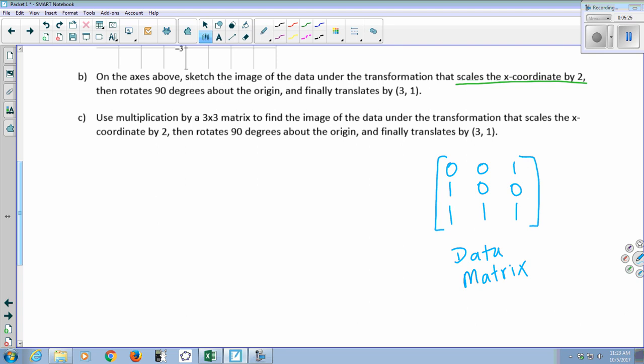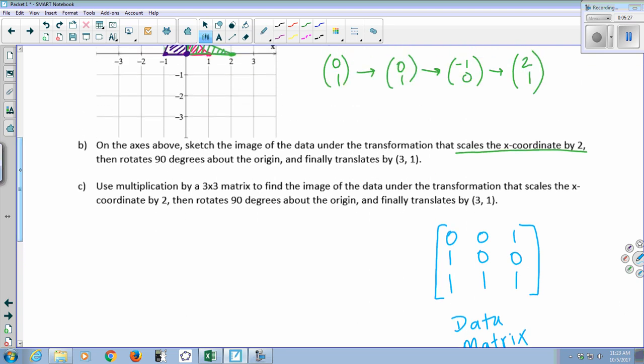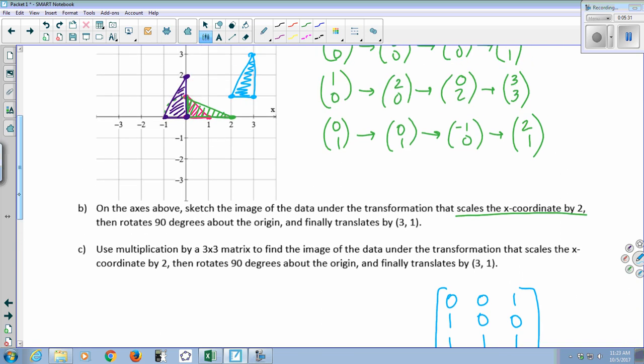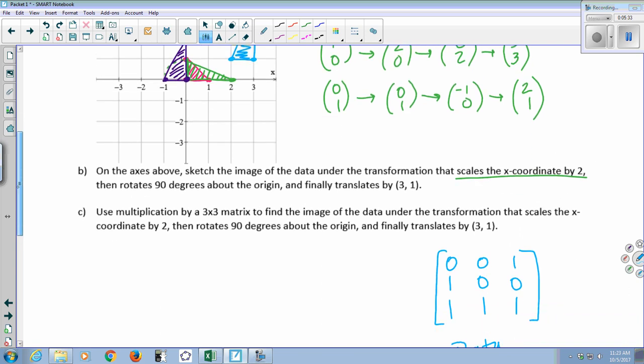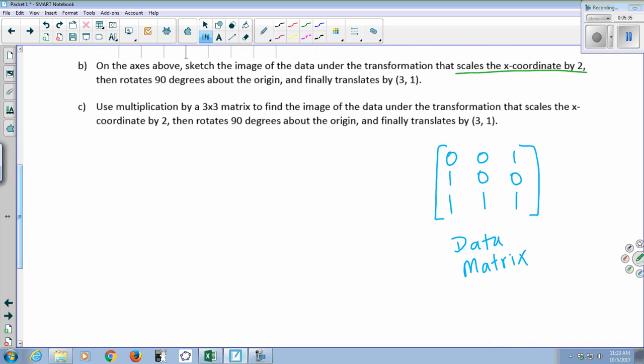And then the first thing I'm supposed to do is scale the X coordinate by 2. That was my green triangle here. So in green, I have to put down a matrix that scales the X coordinate by 2.